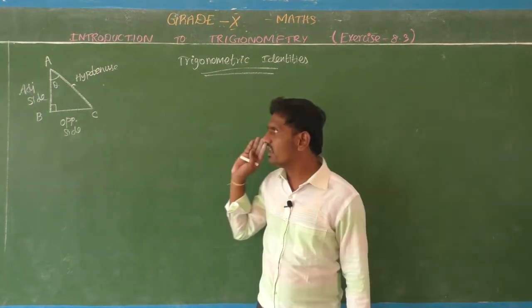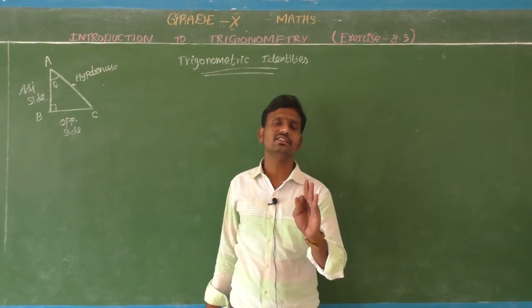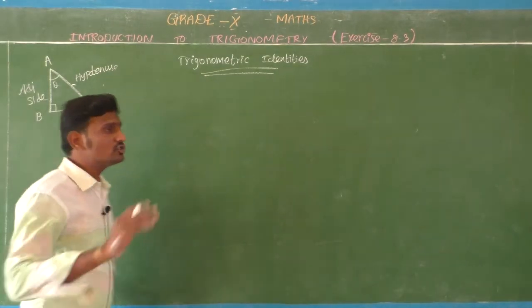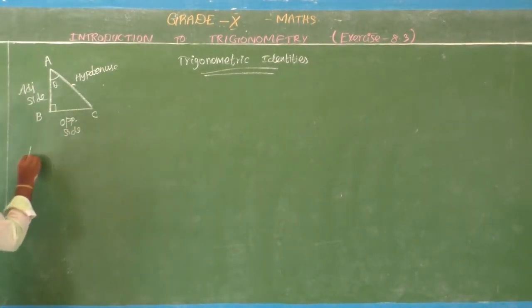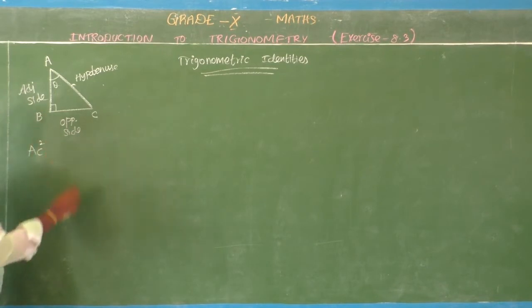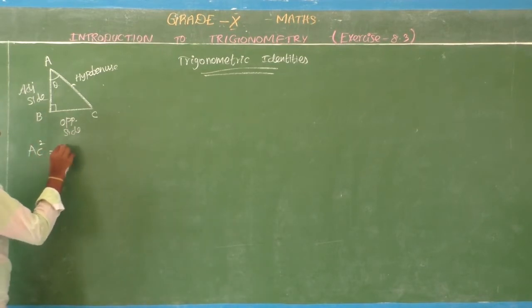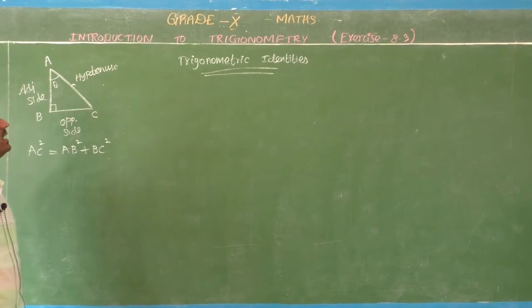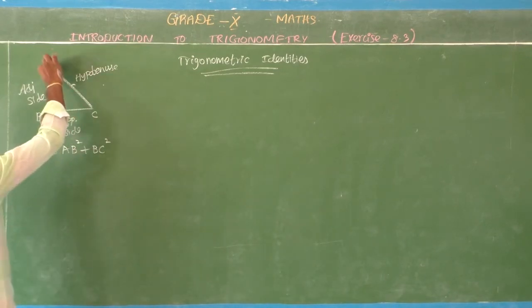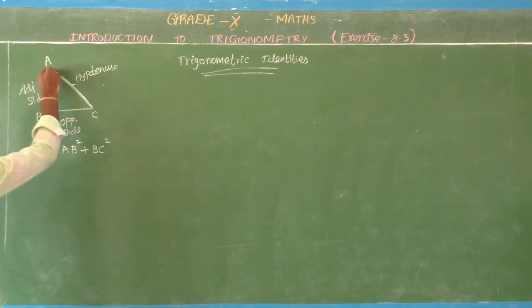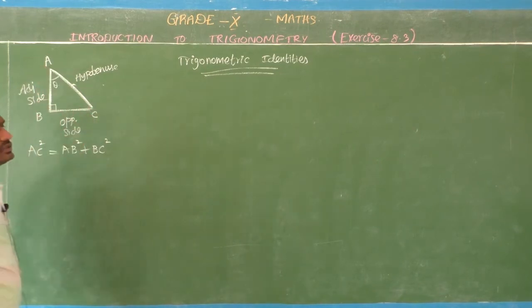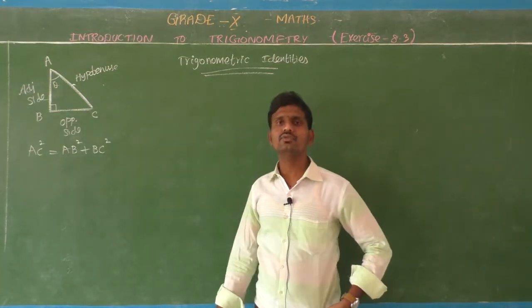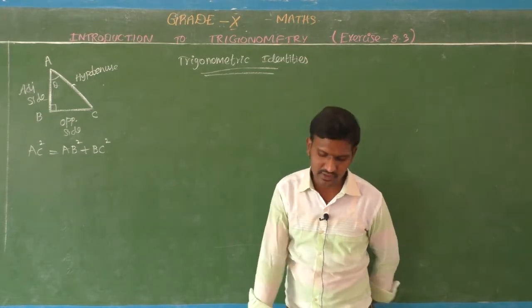From the right angle triangle we are going to derive the three trigonometric identities. Before the first identity, you should know the Pythagoras theorem. In the right angle triangle, AC square is equal to AB square plus BC square. What is the Pythagoras theorem? The square of the hypotenuse is equal to the sum of the squares of the other two sides. So based on that you have AC square equal to AB square plus BC square.